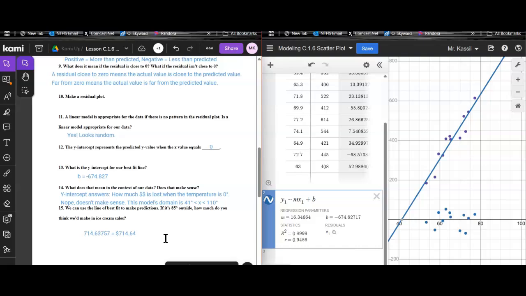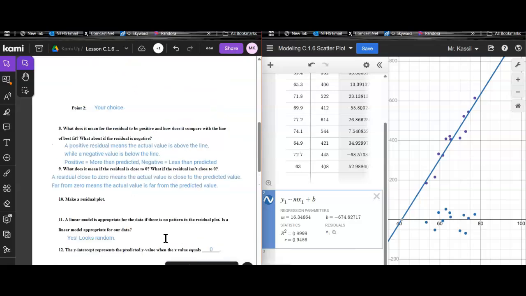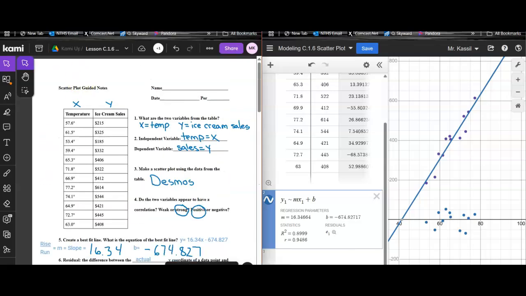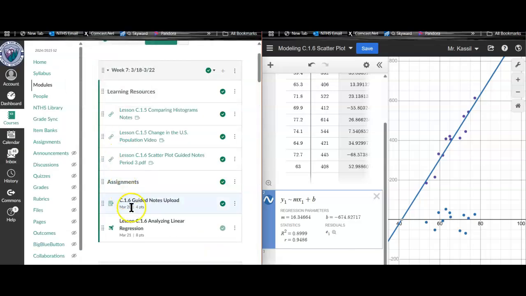At this point, you now have all the tools to look at our assignment for this week, our analyzing linear regression. Here it's going to give you another data set and ask you a variety of questions about analyzing that data set. Before you click on analyzing linear regression, don't forget to upload your notes in the guided notes assignment.